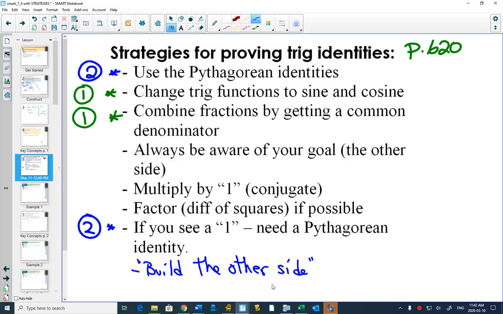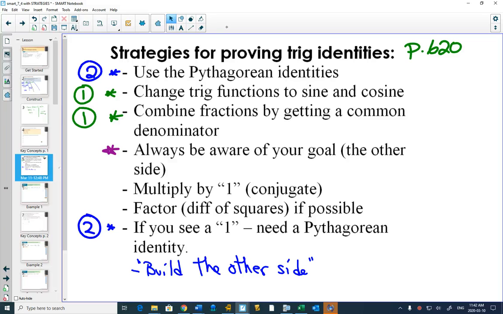I'm going to put just a purple star beside that one, because you always want to do that one. And that's a simple strategy in that you're always aware of what's on the other side of your equation. This is going to help you whether you're going to use the number 1 strategy, changing to sine and cos, whether you're going to use the number 2 strategy and use a Pythagorean identity. You're going to take a moment to look at a proof and look at both sides and analyze it.